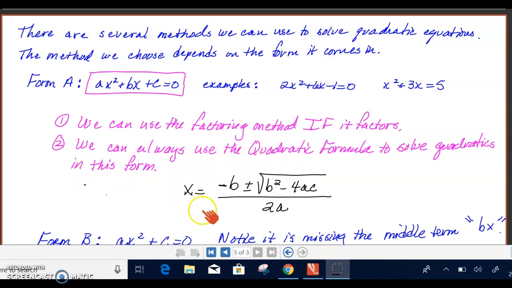And right here, I've reminded you of that quadratic formula. Be aware that that division is over the entire top part. The negative b plus or minus the square root of b squared minus 4ac, that whole part is in the numerator. All that is divided by 2a.